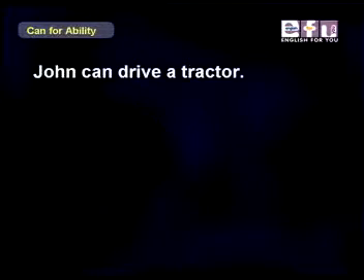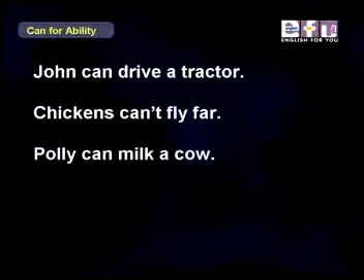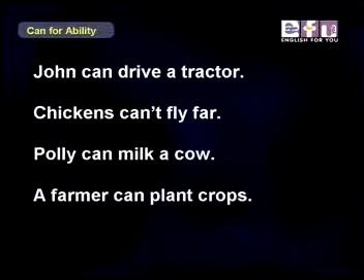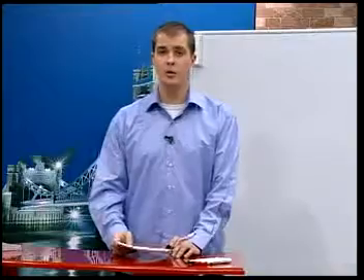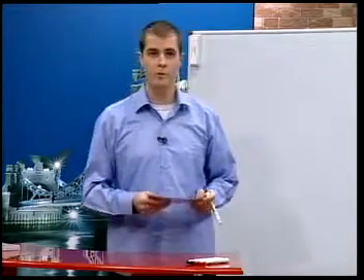Can for ability. Let's begin with a review of can for ability. So let's look at some of these sentences on the screen, the TV screen. John can drive a tractor. Chickens can't fly far. Polly can milk a cow. A farmer can plant crops. Can expresses ability. You are able to do something because of a special skill. The simple form of the verb follows can.